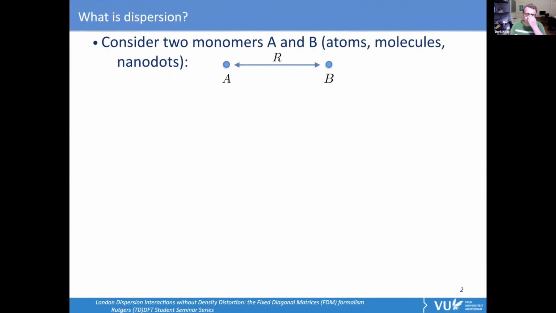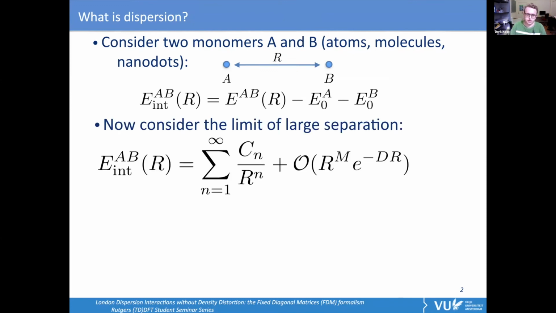I just want to start briefly with: what is dispersion? Well, consider 2 monomers, A and B. They could be atoms, molecules, or nanodots, and they are separated by a large distance r. Then we can define the interaction energy as the difference between the energy of the complex AB at this distance r and the energies of the 2 isolated systems. Often we consider the limit of large separation, and then we recover a power series in 1 over r plus some exponentially small terms.